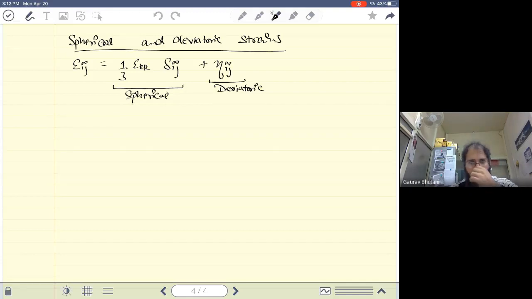Again, I won't get into details of spherical and deviatoric because we have already discussed these ideas in stress, when discussing the stress spherical and stress deviatoric parts. So they are exactly the same in terms of mathematics. The next topic is plane strain.